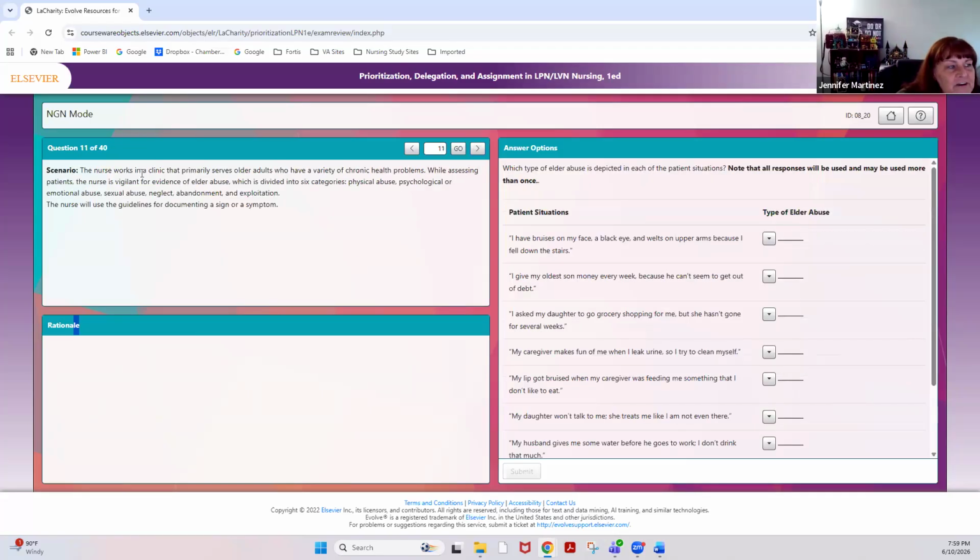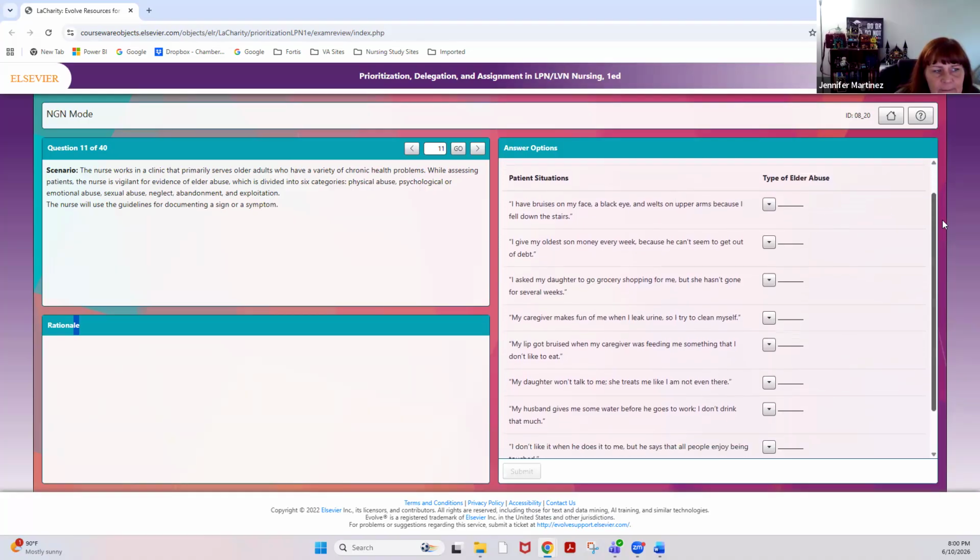All right. The nurse works in a clinic that primarily serves older adults who have a variety of chronic health problems. While assessing patients, the nurse is vigilant for evidence of elder abuse, which is divided into 6 categories: physical abuse, psychological or emotional abuse, sexual abuse, neglect, abandonment, and exploitation. The nurse will use the guidelines for documenting a sign or symptom. Which type of elder abuse is depicted in each of the patient's situations? Note that all responses will be used and may be used more than once.